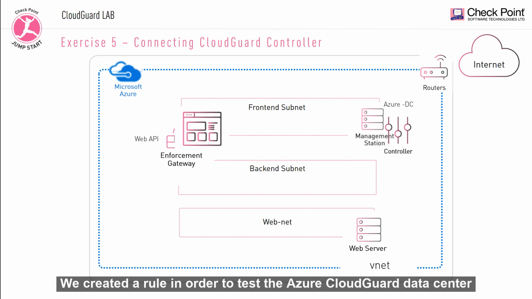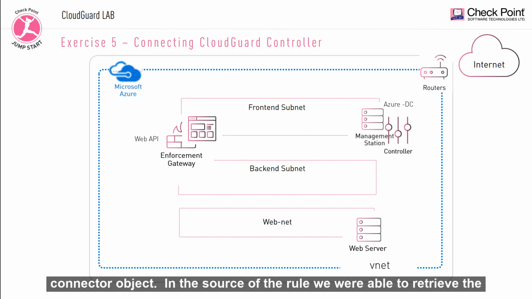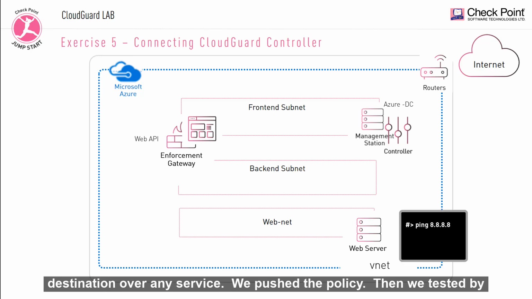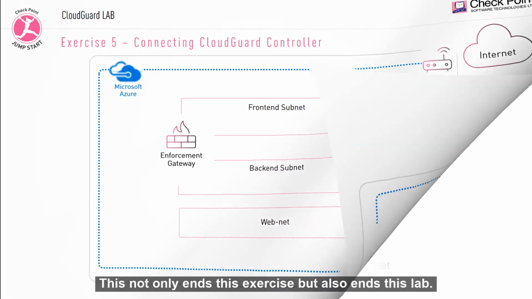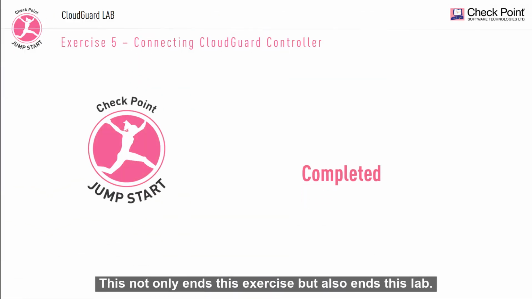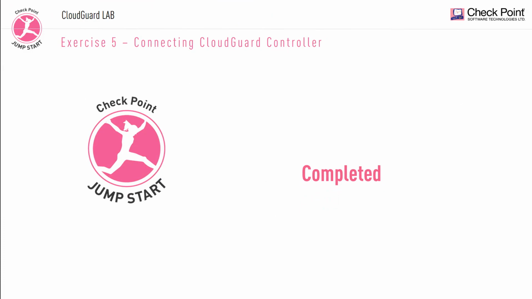We created a rule in order to test the Azure CloudGuard Data Center connector object. In the source of the rule, we were able to retrieve the Azure Cloud resources. We added the web virtual machine as a source and to go to any destination over any service. We pushed a policy, then we tested by pinging Google from the web server. That brings us to the completion of exercise 5. This not only ends this exercise, but also ends this lab.